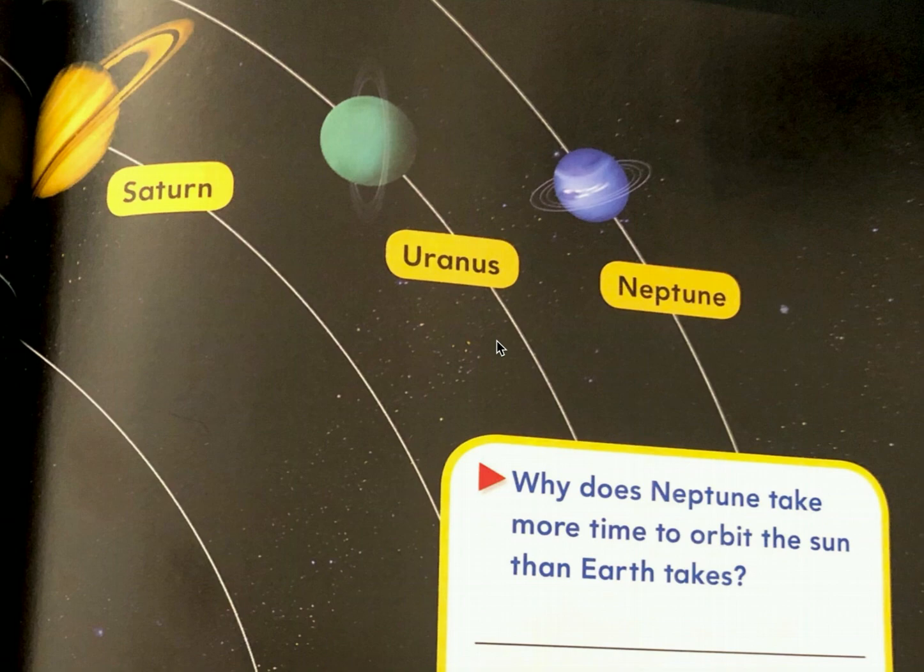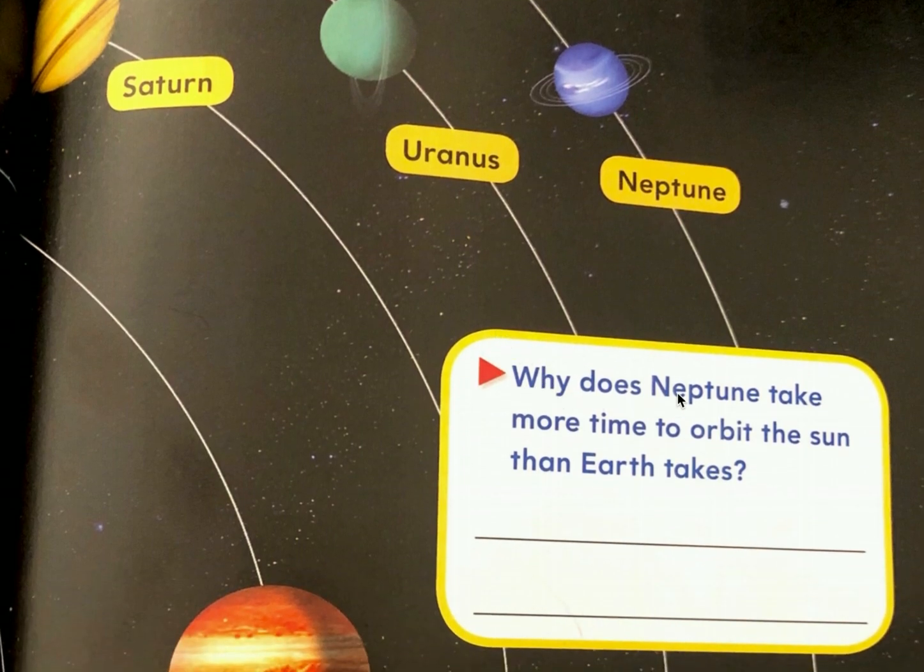Then we will try to answer this question. Why does Neptune take more time to orbit the sun than the Earth takes? You can find the answer to this question on page 320 if you don't know the answer already. When you know, please write it here on the lines.